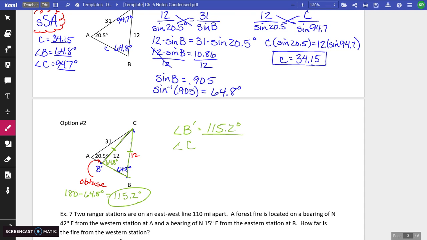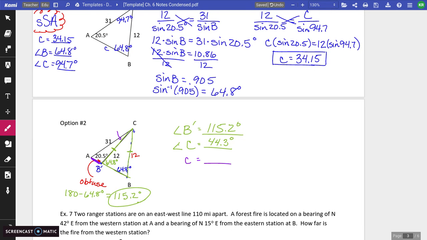Now you have two of your three angles. You can subtract to find angle C, and angle C is going to be 44.3 degrees. The only thing we need now is this distance. You need this distance of this small side from A to B prime. So in this triangle, that's going to be side C.